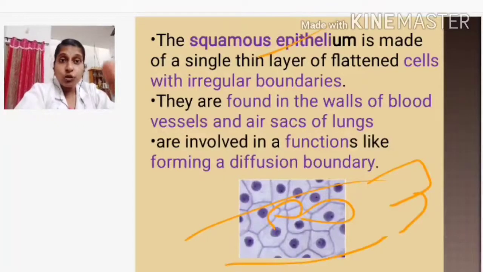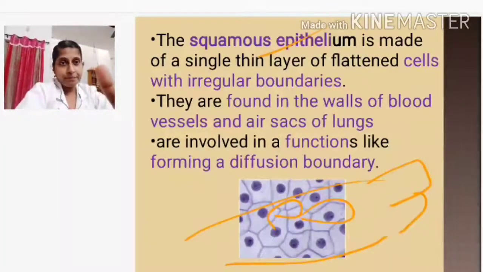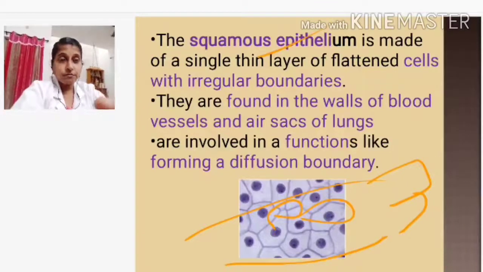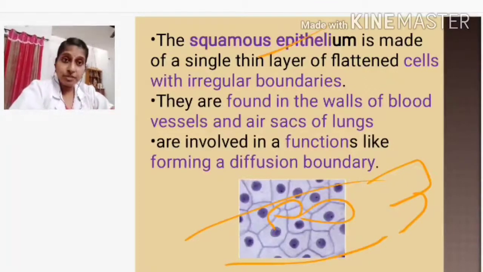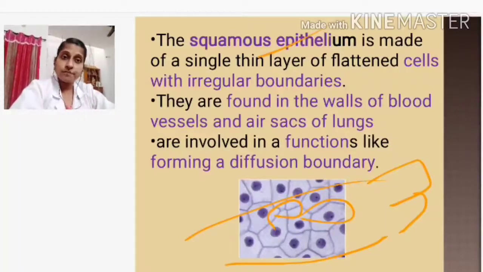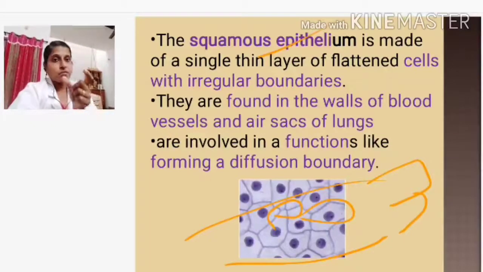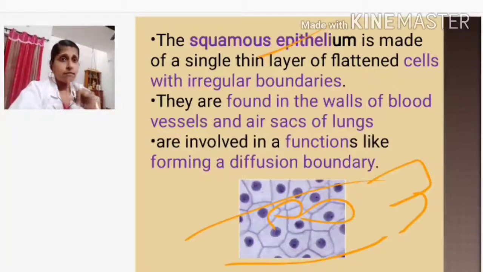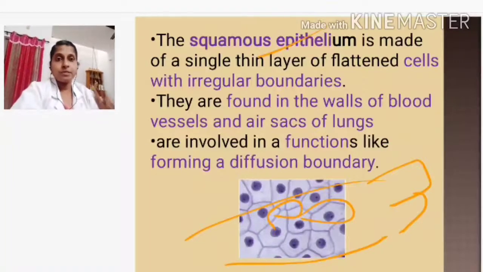Where it is found, the location. Whenever you are learning, first you learn the name and structure, how it looks. Second, you learn where it is present. Third, you learn its function. So, whenever you write a short note on any epithelium, first explain the structure and draw the diagram. Second, the location, where it is present. Third, the function. Categorize like this so that it becomes easy.